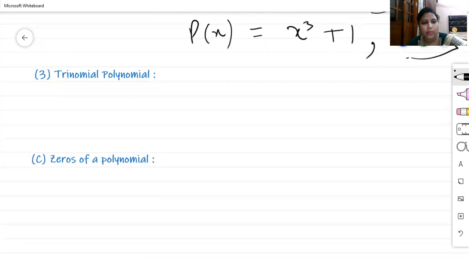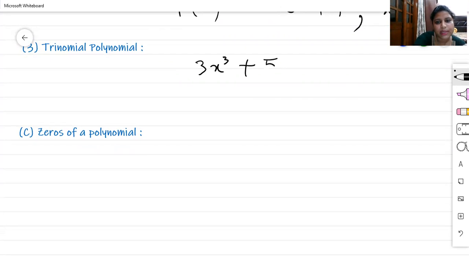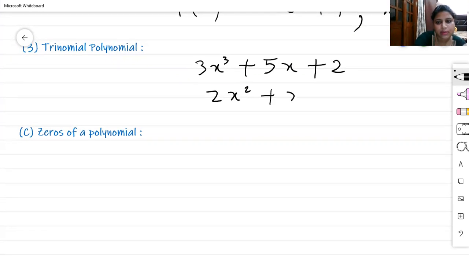Now comes the trinomial. So what is a trinomial? If a polynomial contains three terms, then it is called a trinomial. Examples of trinomials are 3x cube plus 5x plus 2, which is also a cubic polynomial, and 2x square plus x plus 1. So these are examples of trinomials.